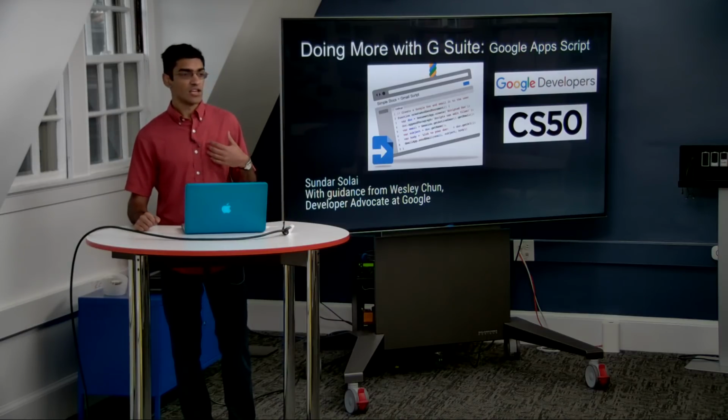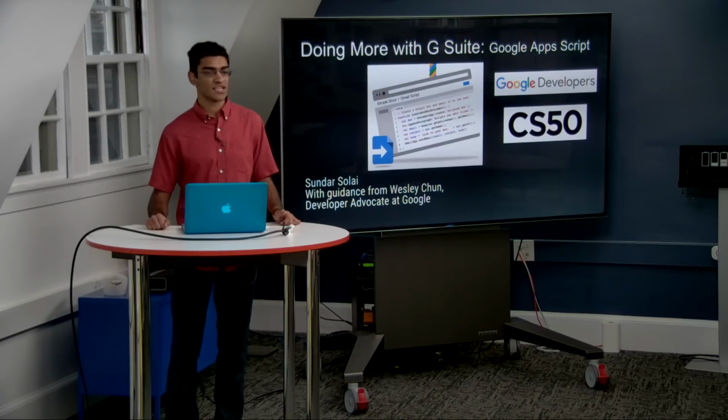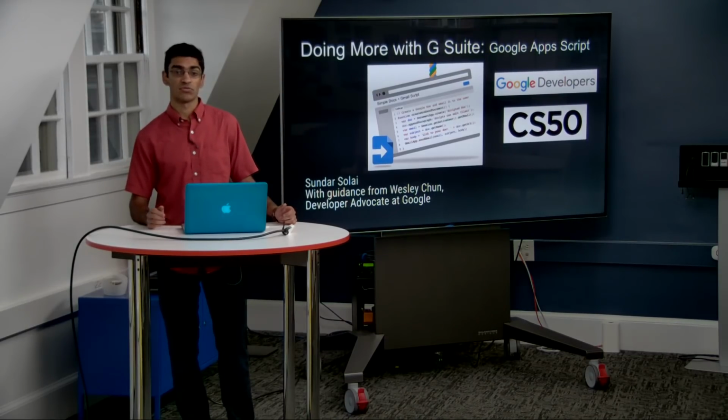So just a little bit about myself before we get started. Like I said, my name is Sundar. I'm a junior here at Harvard, and I live in Currier House. I study computer science, and I also really love statistics. I was on CS50 staff last year as a teaching fellow, and I'm really happy to be back and sharing this technology through Google with a lot of their really useful APIs.